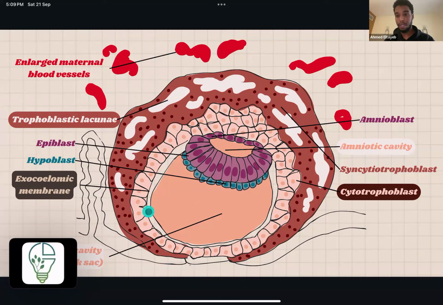Now this cavity, earlier we called it the blastocystic cavity, right? Now we call it the primitive yolk sac, okay? Or the exocoelomic cavity.